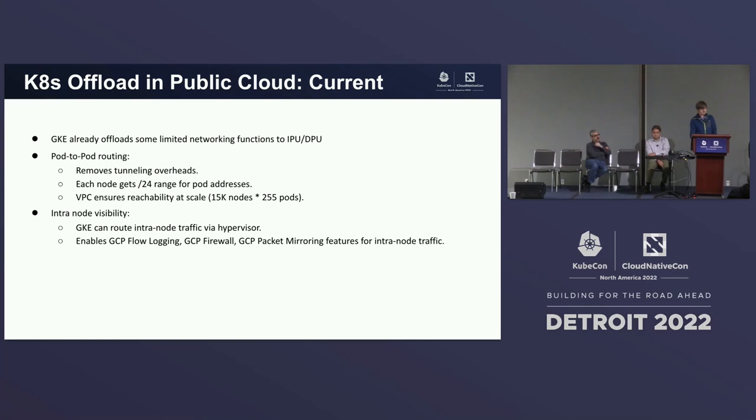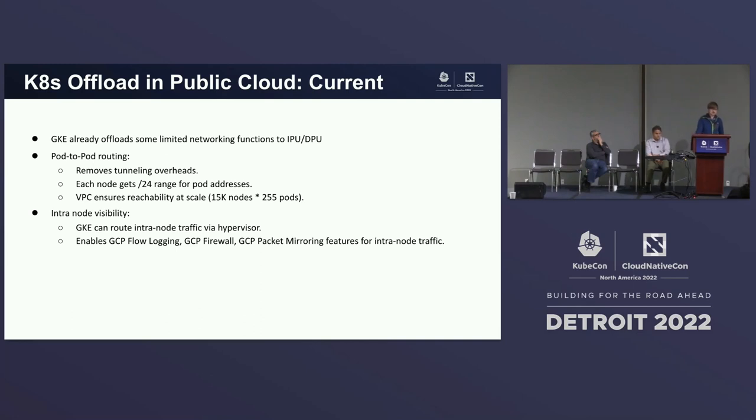It's not a very big set, but some important features. Two examples that I brought here are pod-to-pod reachability and intra-node observability or visibility. For pod-to-pod reachability, we rely on VPC network offloads to scale and connect a large number of pods. We can run up to 15,000 nodes of 200 pods per node, and they're all going to be able to reach each other, even during the VM migrations. So it's all offloaded in VPC.